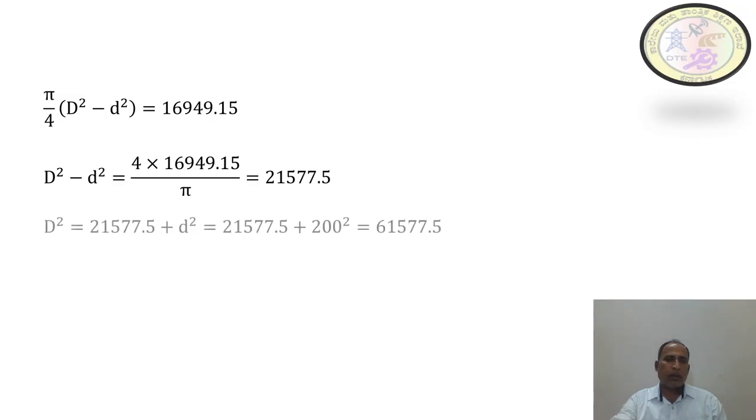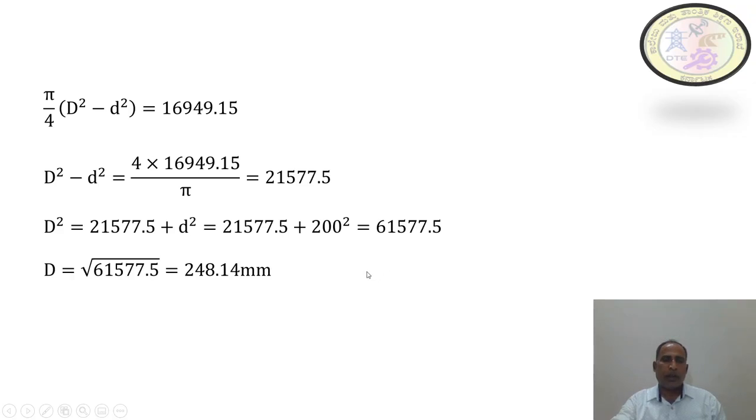So the value, after calculation, we will get 21,577.5. So therefore for external diameter, this minus d square is shifted towards the right side. So therefore 21,577.5 plus d square. So therefore the answer is capital D square is 61,577.5. So therefore external diameter D is equal to under root 61,577.5, that is equal to 248.14 mm.